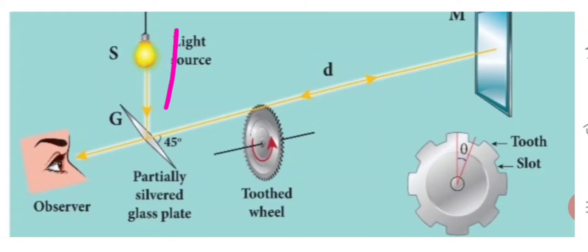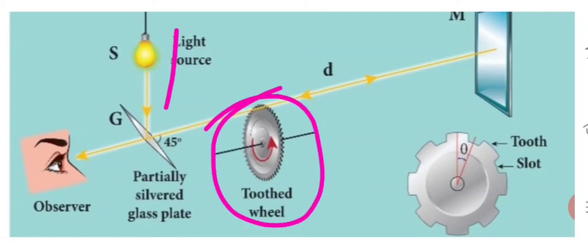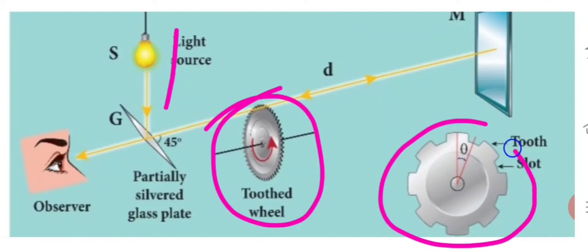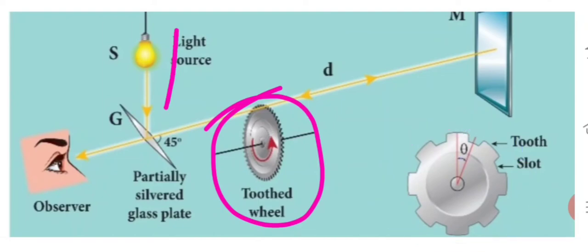So the light, when it was allowed to pass, is passed through a rotating toothed wheel. This is the rotating toothed wheel, and this is the view of this tooth wheel. This tooth wheel will be having teeth. This part is called the tooth, and this part we are calling a slot. Tooth and slot. So this was the second apparatus he was taking.